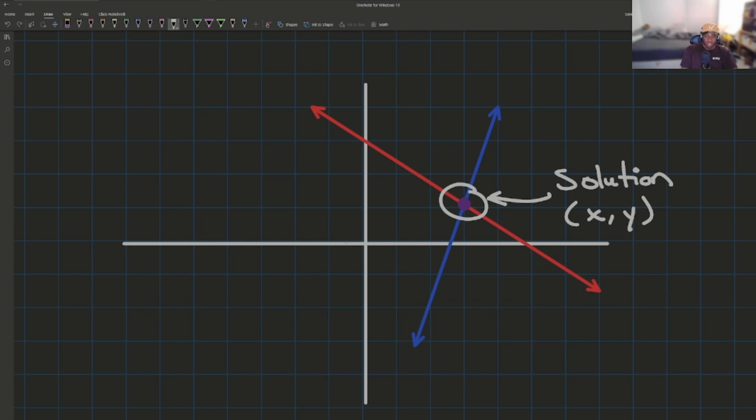And like I just mentioned, there are three different ways we've talked about where you can find that ordered pair. That is graphing, substitution, and elimination. So in this video, we're going to take each of those step by step, one at a time, and look at what it means to solve using each of those methods.